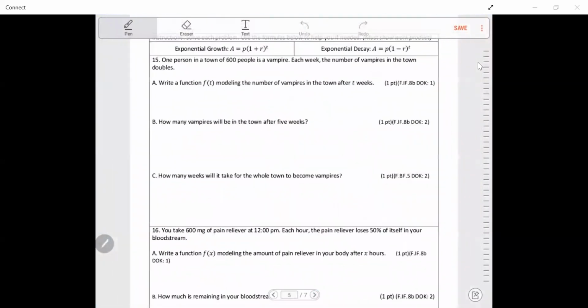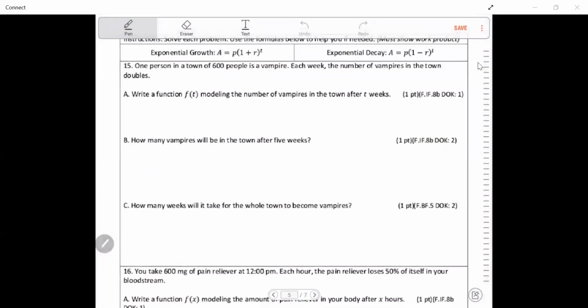All right, now we have a little word problem. Okay. This word problem says, since this is an exponential test, you know that these are going to be exponential equations. Okay. All right, so one person in town is a vampire. Yikes. All right, each week the number of vampires doubles.